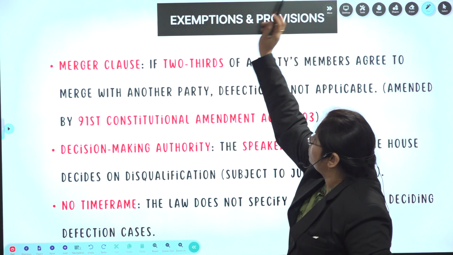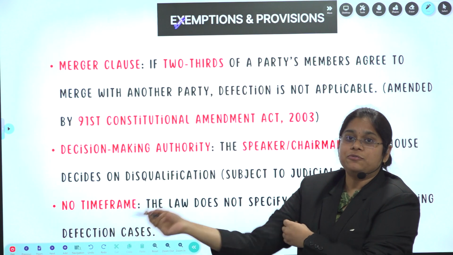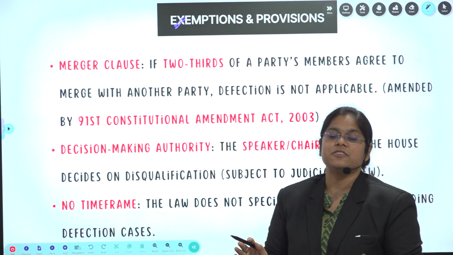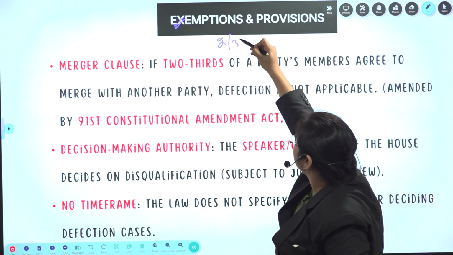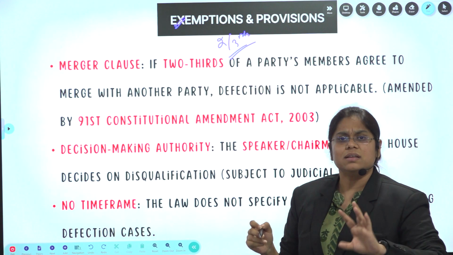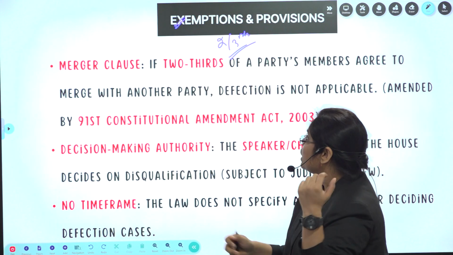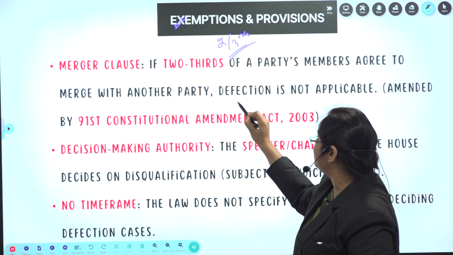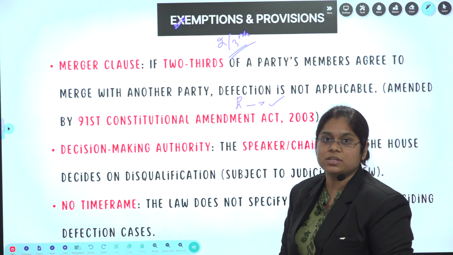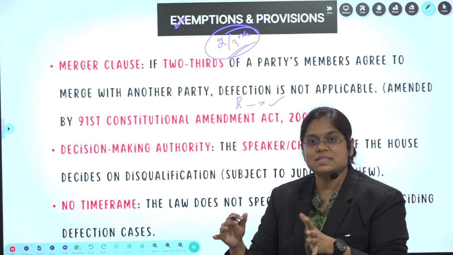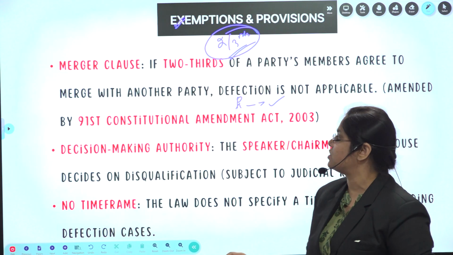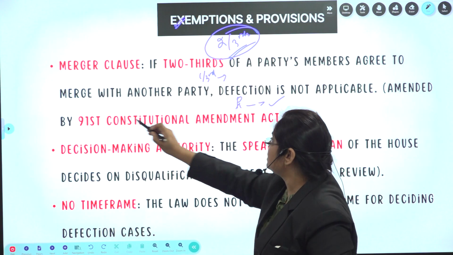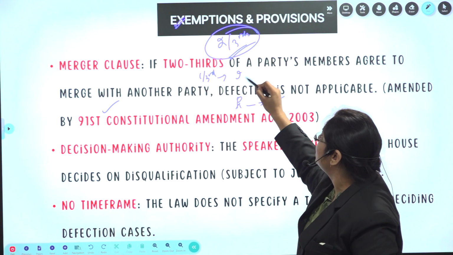Now, what are the exemptions? Basically, if 2/3 of the members of that particular party join the other party, then there is no anti-defection for them. So it allows the wholesale, but it does not allow the retail. If one member jumps into another party, there is anti-defection. But if 2/3, a whole bunch of members, jump, then there is no anti-defection. Basically it was 1/3, but due to the 91st Constitutional Amendment Act, it has become 2/3.